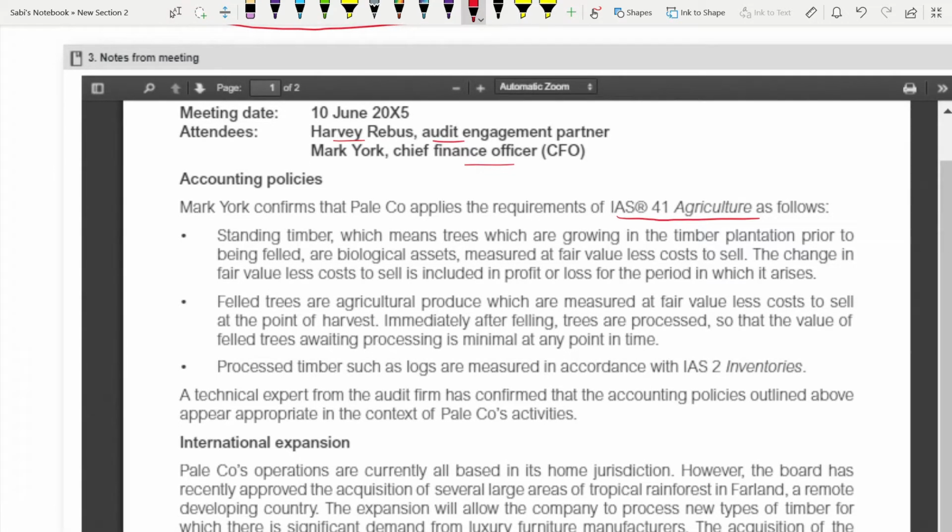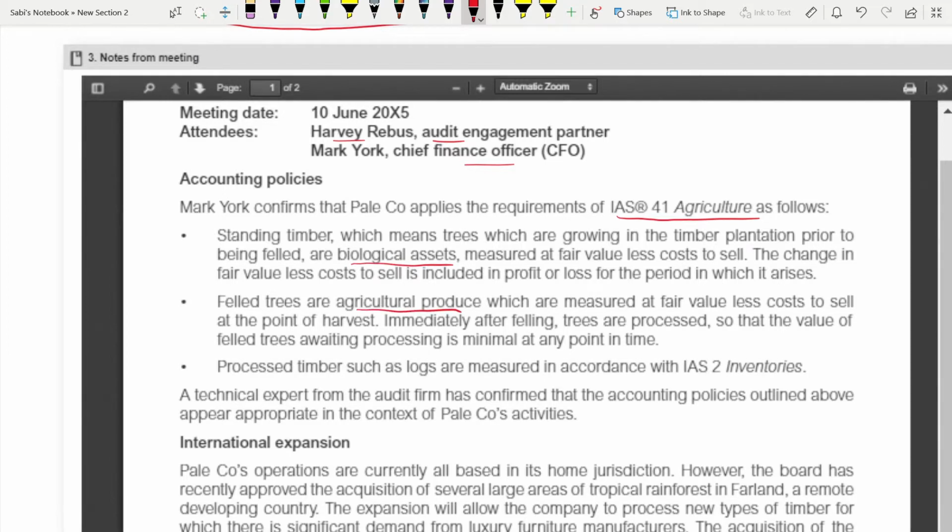Standing timber, which means trees which are growing in the timber plantation prior to being felled, are biological assets, measured at fair value less cost to sell. The change in the fair value less cost to sell is included in profit and loss for the period in which it arises. Felled trees are agricultural produce. So this is biological asset, this is agricultural produce.